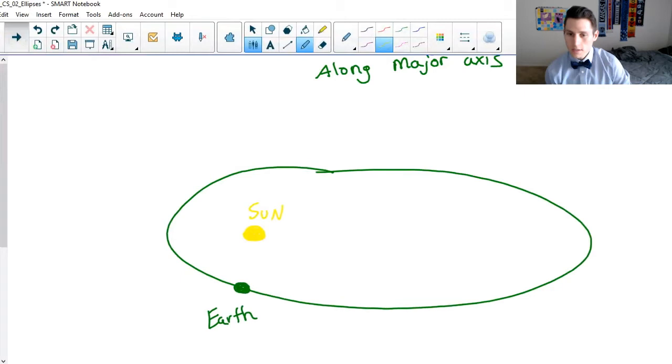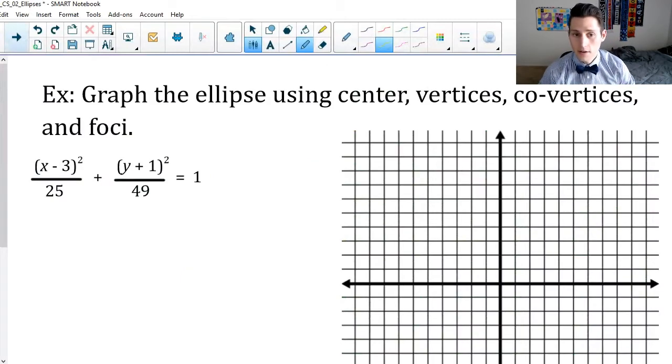All right, so we can use all this information to actually graph an ellipse using our center, vertices, co-vertices, and foci.